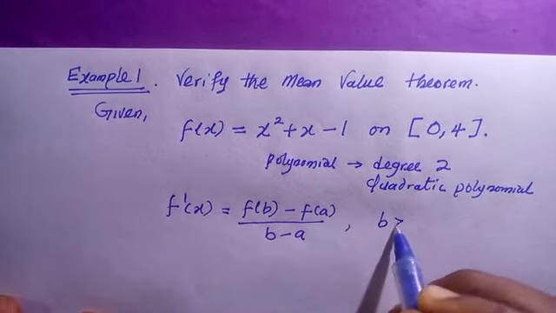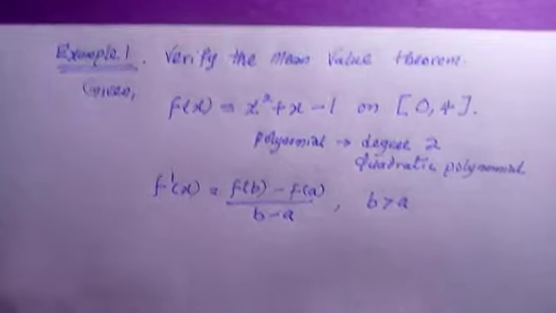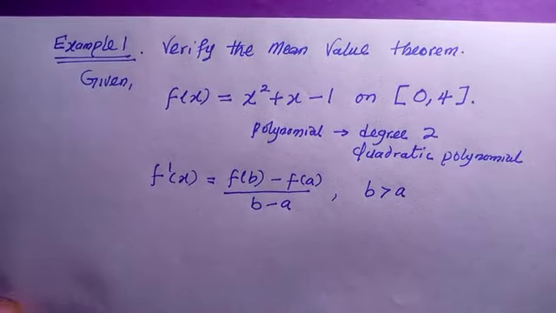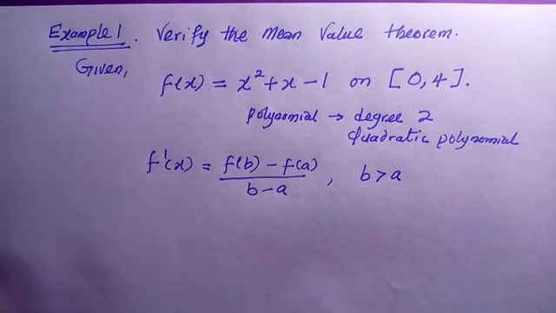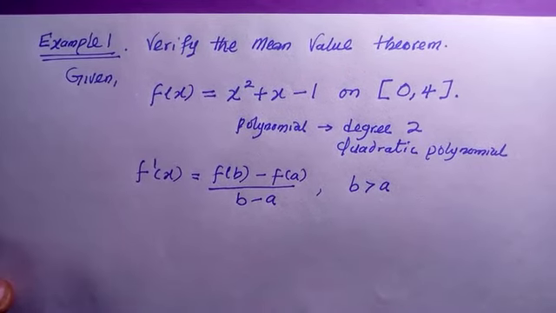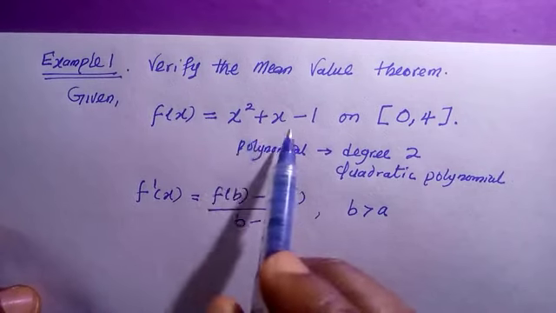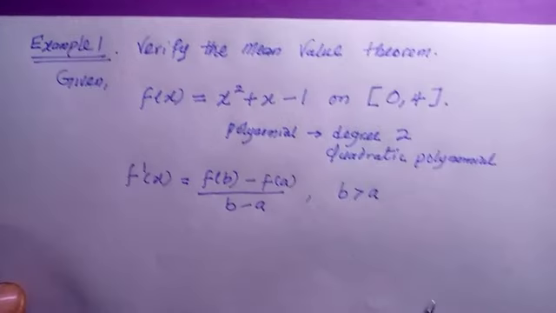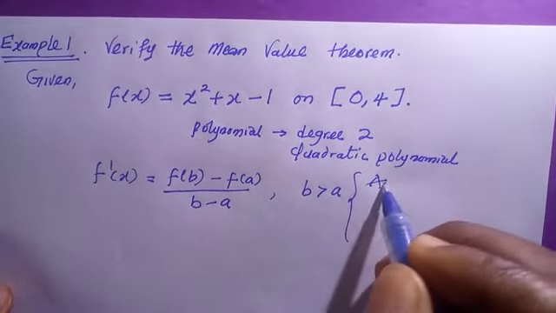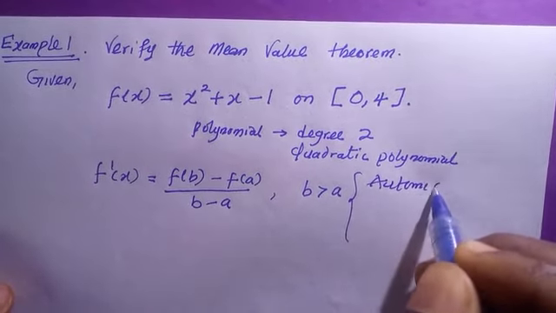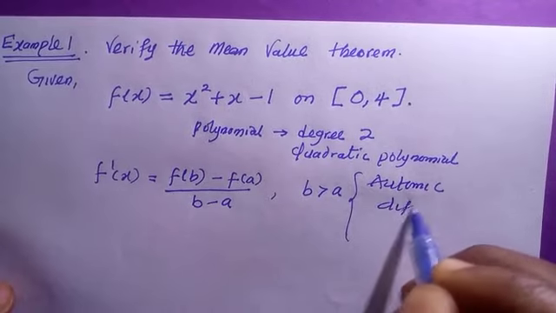So here is the formula for MVT, which is the mean value theorem, or Lagrange's mean value theorem. And we know that b must always be greater than a. In this problem, we are going to follow the steps of this formula. That is, you must provide all these criteria before you can start substituting.